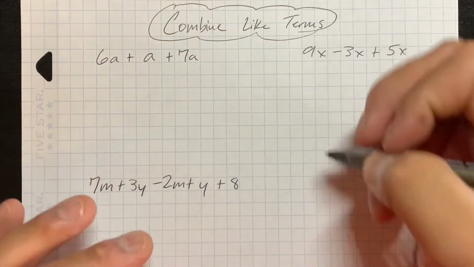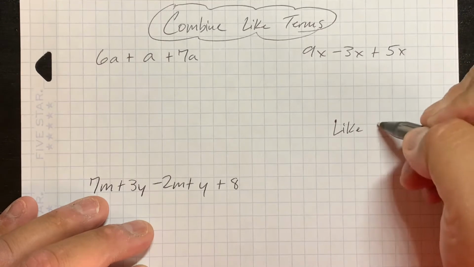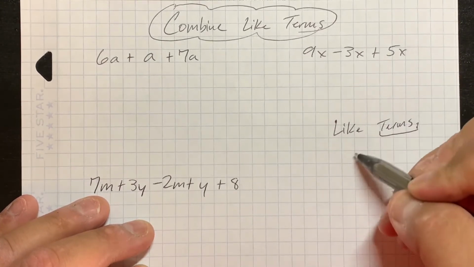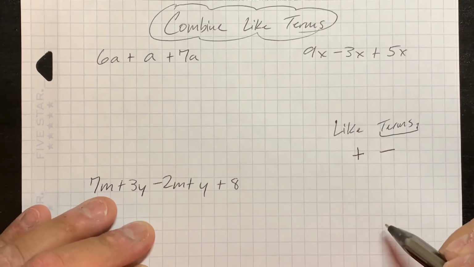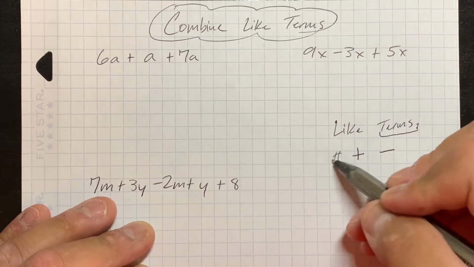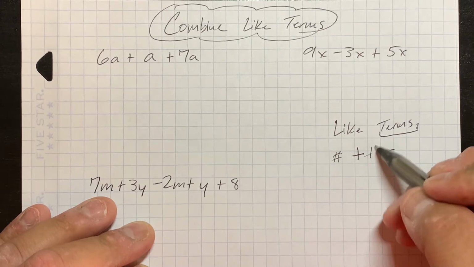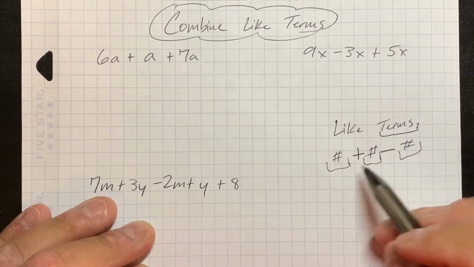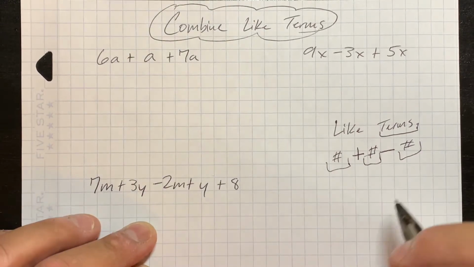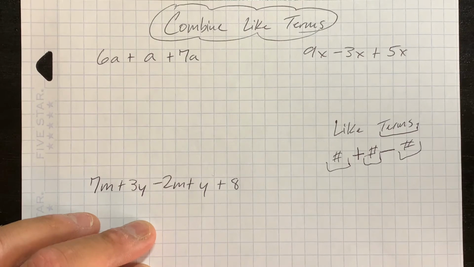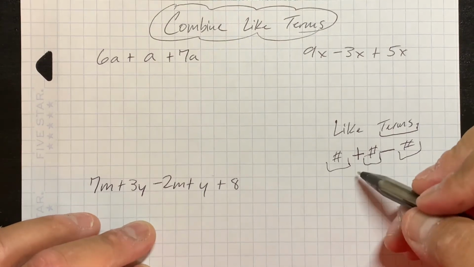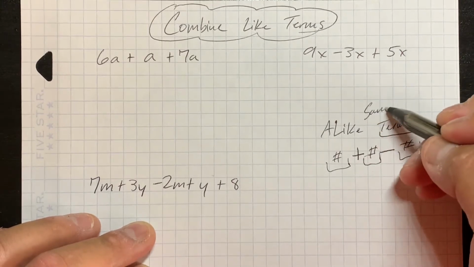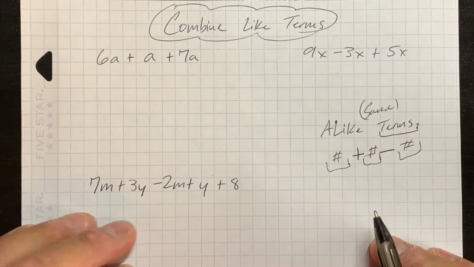Now, when we talk about like terms, we're talking about terms. Terms are separated by addition and subtraction symbols. So if you have a number here, and a number here, and a number here, these would be terms separated by the addition and subtraction symbols. Okay. Now, when we ask questions about how things are alike, we're talking about how they're the same. Okay. How are they the same?